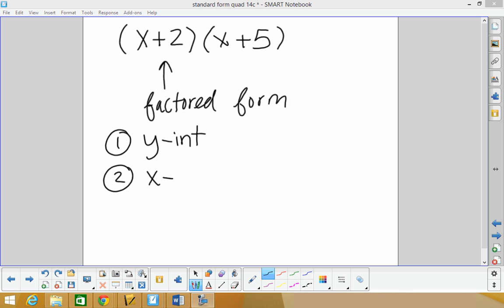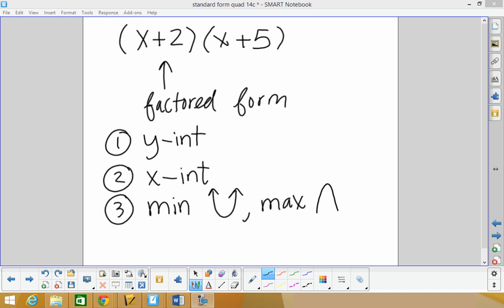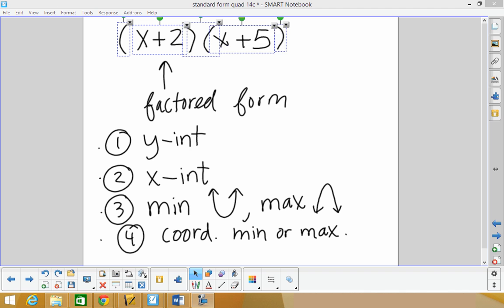You are asked to find the x-intercepts. You're asked to tell me if it's a minimum parabola or a maximum parabola. And then you're asked to tell me what the coordinates of the min or the max are. You should be able to do 1, 2, 3, and 4 with just the factored form. Okay, so here's how we would do it.